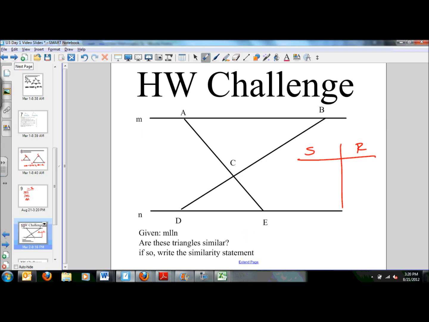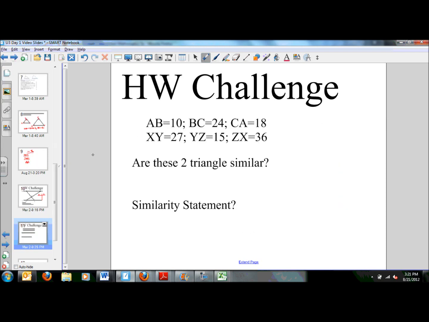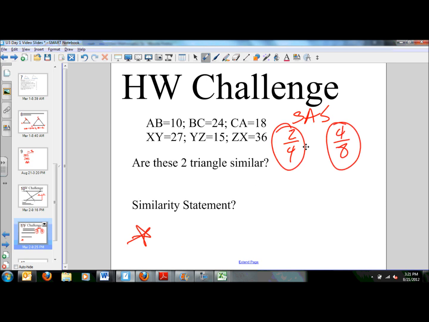The second one, or the last one, is a homework challenge like we had last night. I'm giving you AB, BC, and CA, XY, YZ, and ZX. Are these two triangles similar? This one you don't have to prove, but I do want to see a similarity statement. Draw these triangles out, match which sides. If you're going to use side angle side, for example, I got to see that this has the same scale factor. If it's 2 to 4 and then 4 to 8, I got to see that somewhere on your paper. I want to see the matched side lengths. If it's an angle, just make sure you have that corresponding angle as included or in between your two sides.